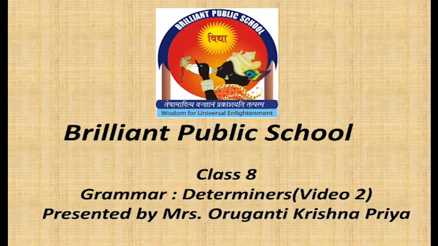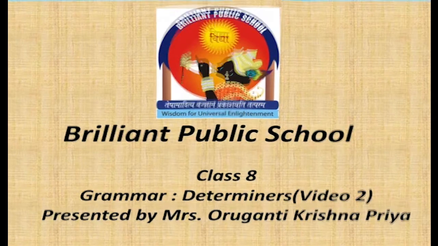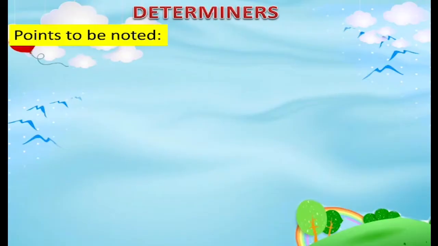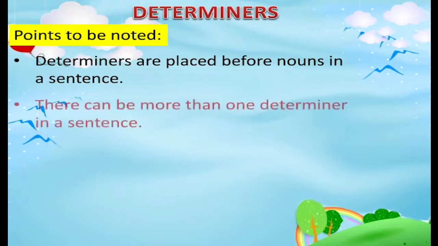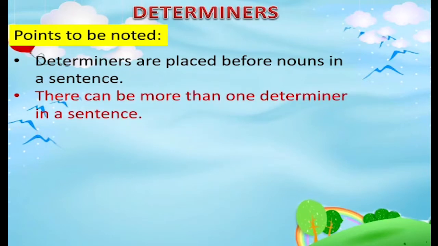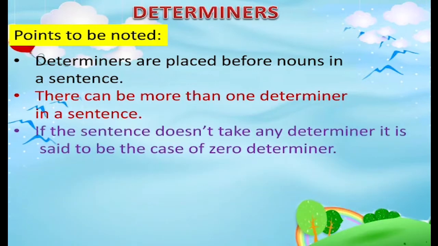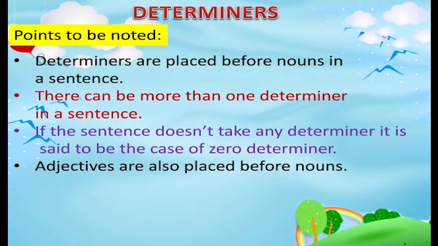Today we are going to continue with the determiners and learn further about some other types of determiners after a small recap. As we have learned in our previous video, determiners are placed before nouns in a sentence and there can be more than one determiner in a sentence. If the sentence doesn't take any determiner, it's said to be the case of a zero determiner.